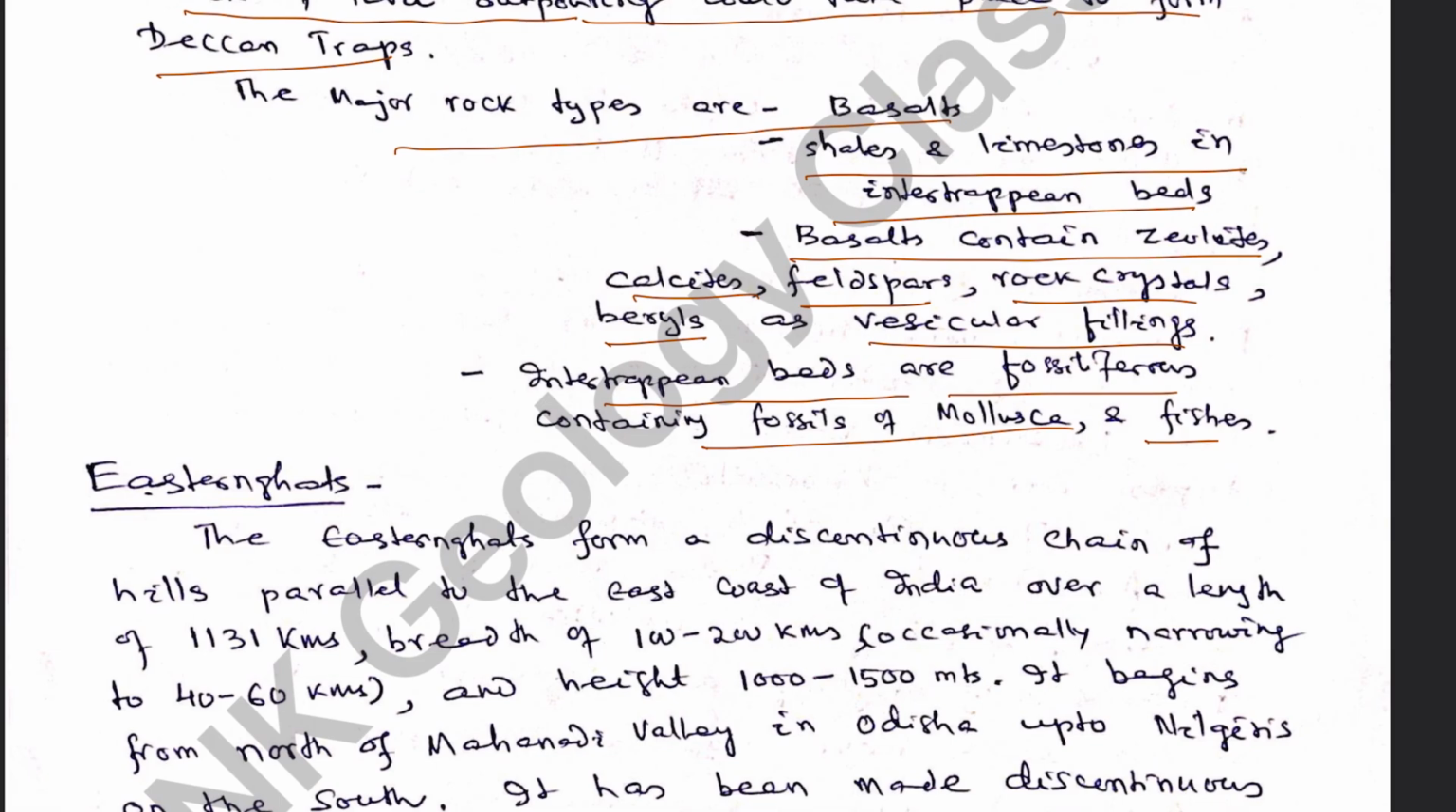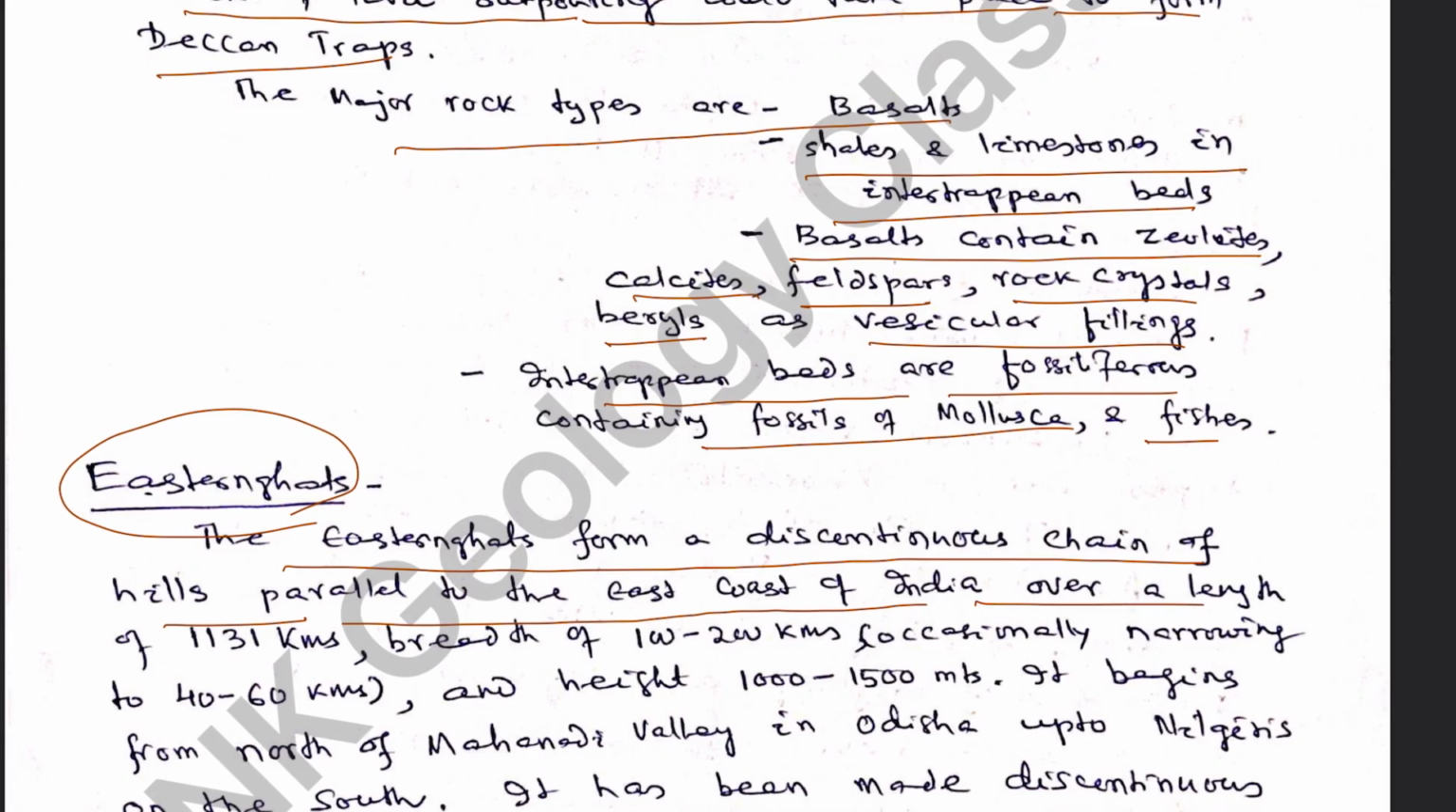And let us discuss about the Eastern Ghats. The Eastern Ghats form a discontinuous chain of mountains, whereas the Western Ghats form a continuous chain of mountains. And these Eastern Ghats have been made discontinuous by the rivers which cut across the Eastern Ghats and fall into the Bay of Bengal.